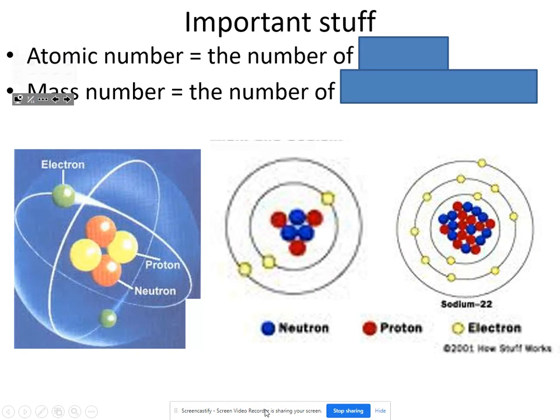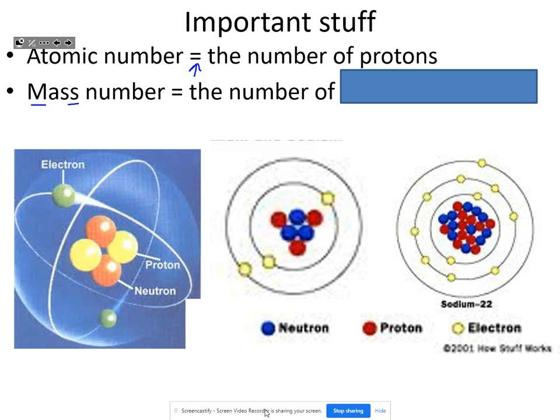Now, another number that is important to us is the atomic number. The atomic number equals the number of protons. Third time we've said it. Protons are the atomic number. Atomic number is the number of protons.